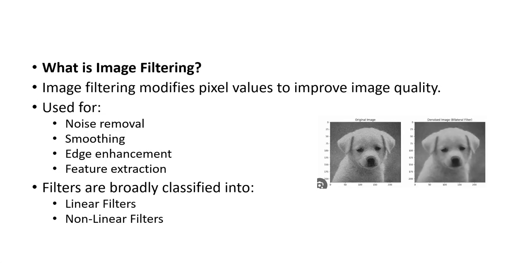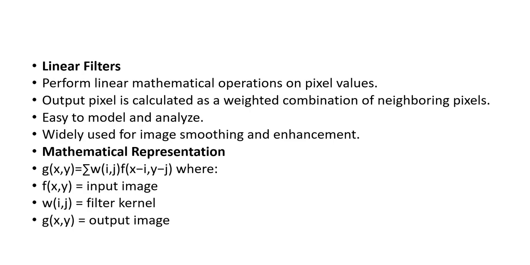Now we are going to see what image filtering is on the basis of this. Image filtering basically modifies the pixel values to improve image quality, and it is used for noise removal, smoothing, edge enhancement and feature extraction. So here filters can be linear or non-linear filters. The linear filters perform linear mathematical operations. So the output pixel will be a weighted combination of neighboring pixels.